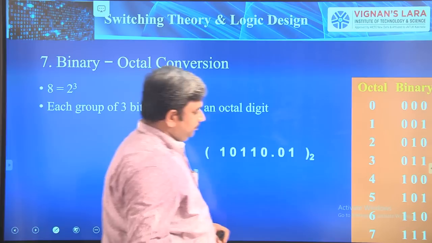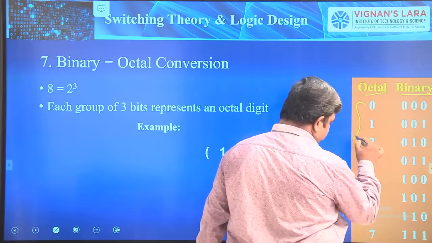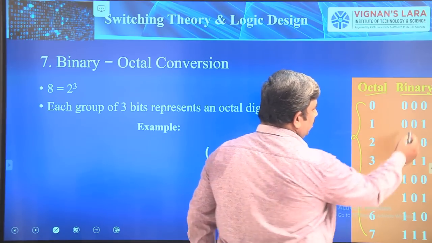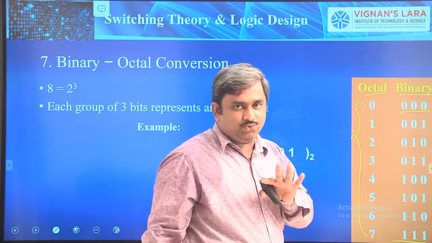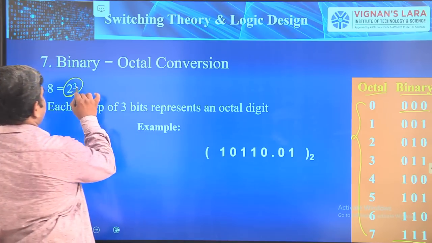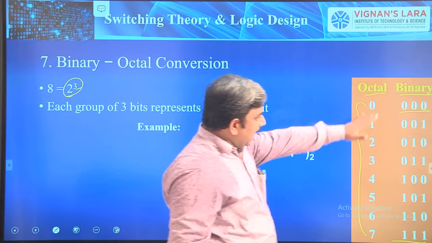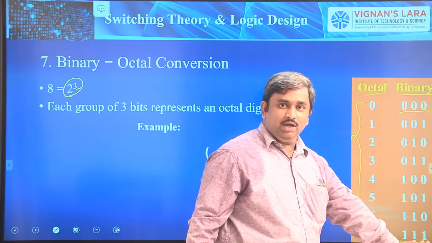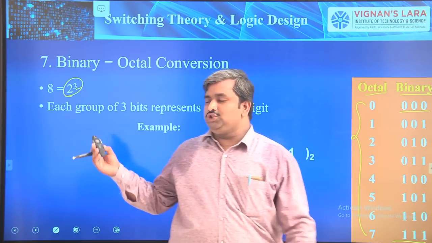See here, the octal digits are 0 to 7. The binary numbers are here from 000 to 111. We have taken 3 digits here. As per the power, 2 power 3, I have taken 3 digits. By using 3 digits, I can represent the maximum possible 8 combinations. Can I represent anything other than these combinations using zeros and ones?